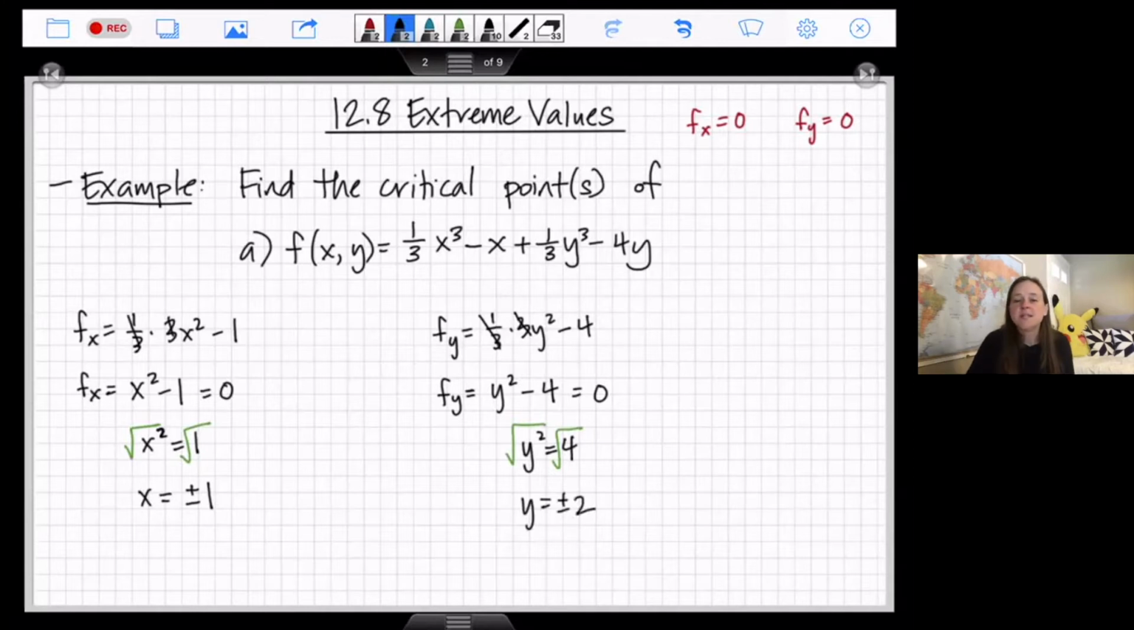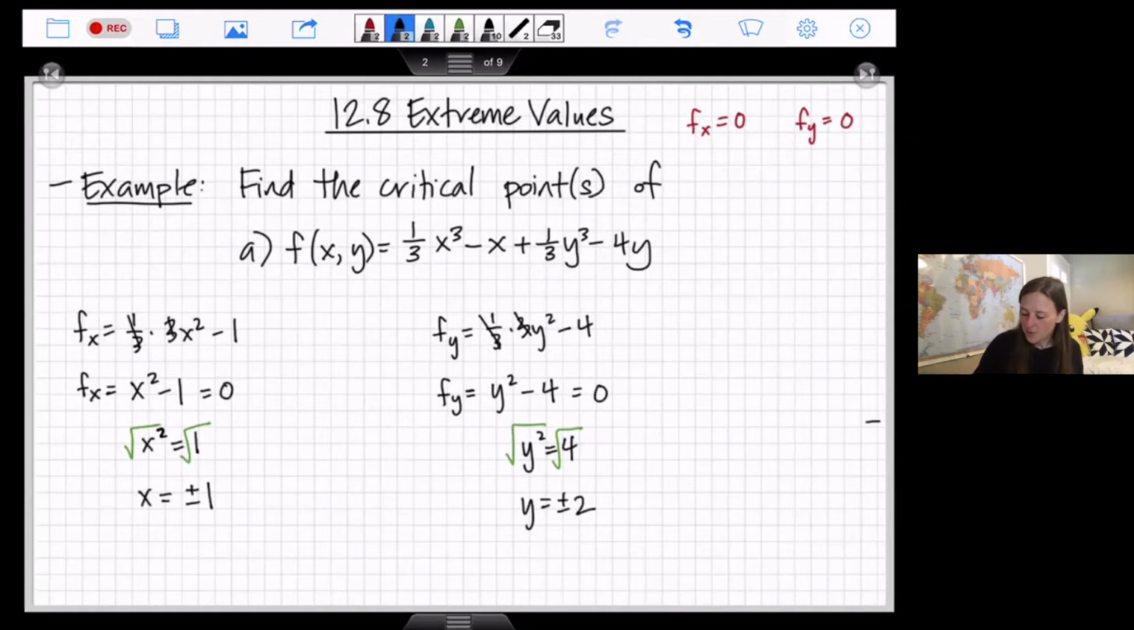All right, so this is telling us on this function, any place that the x coordinate is 1 or -1, the partial with respect to x is going to be 0. And of course, anywhere that y is equal to 2 or -2, the partial with respect to y is going to be 0. We need to find the points where they both agree they're both equal to 0. All we have to do is mix and match these y coordinates and x coordinates that we found.